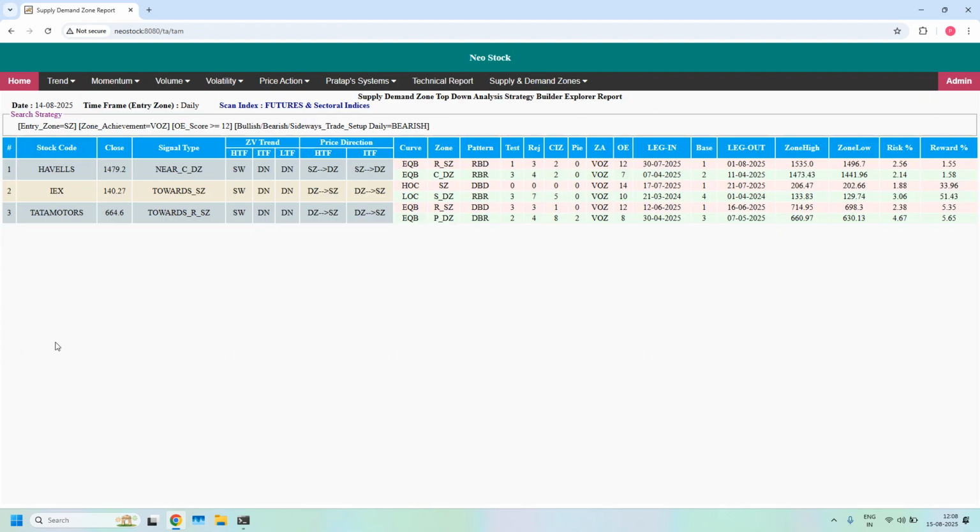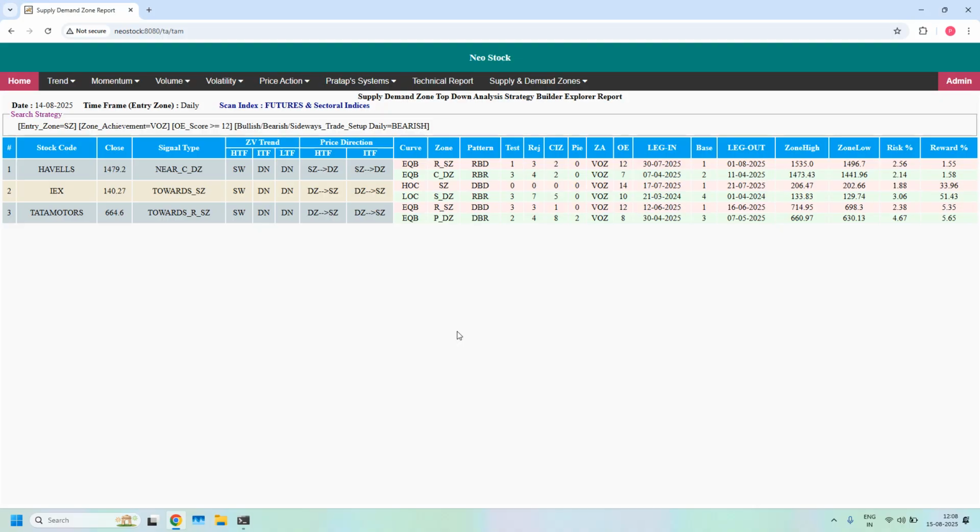So, we got 3 stocks. These 3 stocks are supporting bearish trade setup for a monthly income trade. Entry time frame zones are daily supply zones. Out of these 3 daily supply zones, there could be some high probability trade setup supported zones might be available.